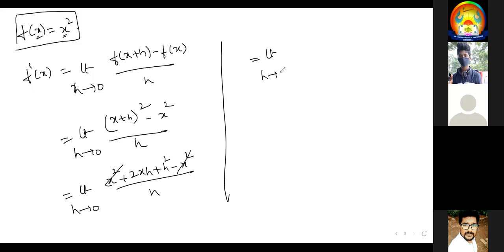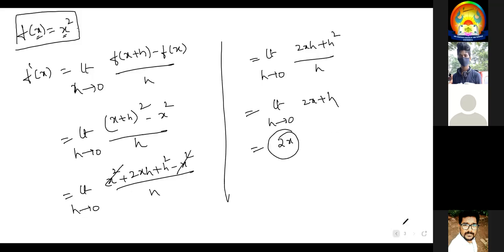That is equal to limit h tends to 0, 2hx plus h square by h. Separately, h is cancelled. They'll get cancelled. Now put h is equal to 0. It will become 2x.